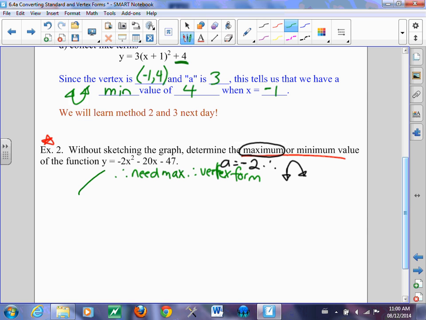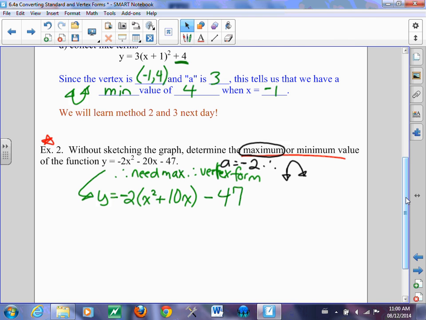Okay, so let's take a look at our steps here. Step 1 is to factor a out of the first two terms. So it's going to be y equals negative 2, so get the a out front. It's going to be x squared, watch your sign, plus 10x. And again, that negative 47, he's not part of my perfect square, so I'm taking him out.